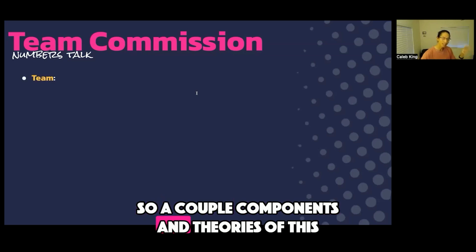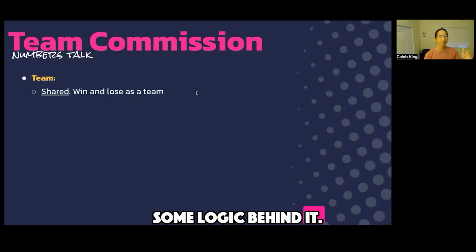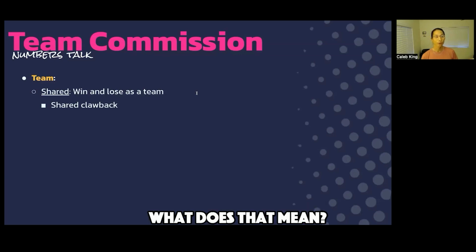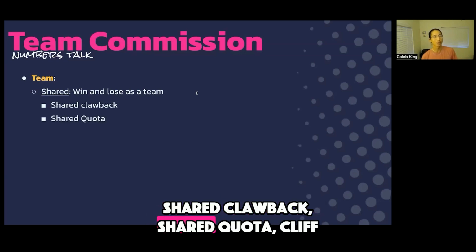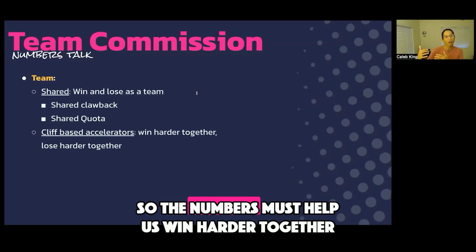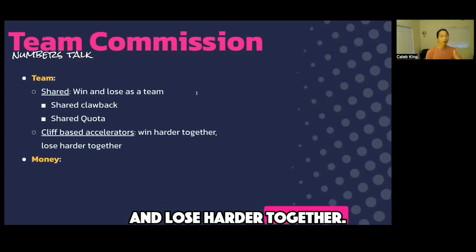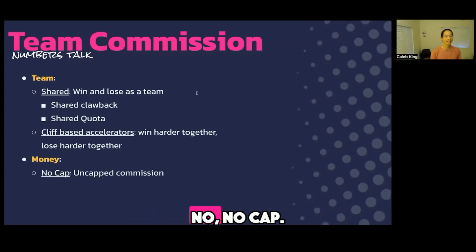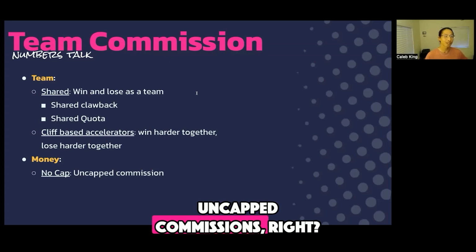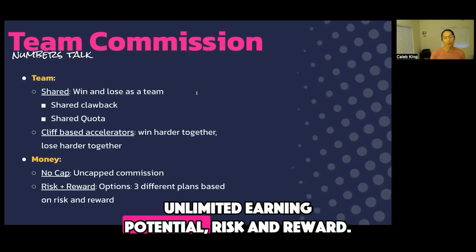So a couple components and theories of this, some logic behind it. As a team, the idea is we must win and lose as a team, and the numbers must reflect that. What does that mean? Shared clawback, shared quota, cliff-based accelerators. So the numbers must help us win harder together and lose harder together. What does it mean in terms of money? No cap. Matt, that was you. No cap. Uncapped commissions. Matt edited this before I saw it. Uncapped commissions, right? Unlimited earning potential, risk and reward.